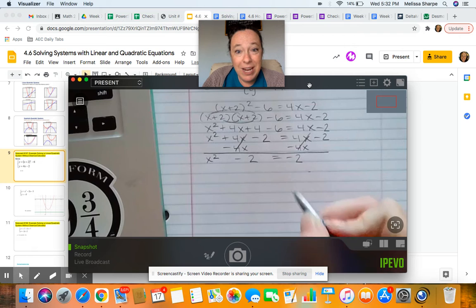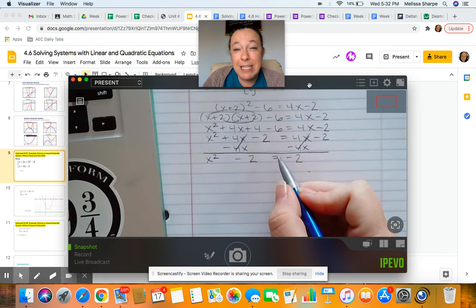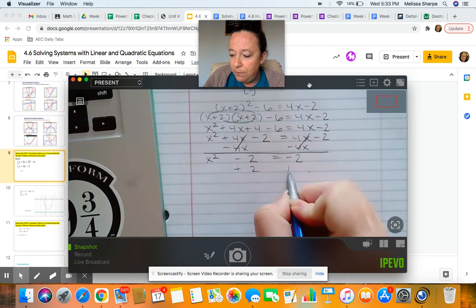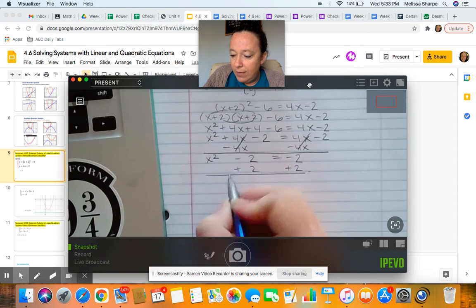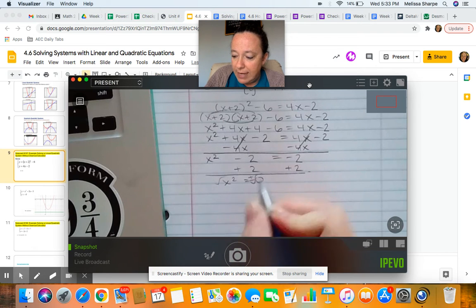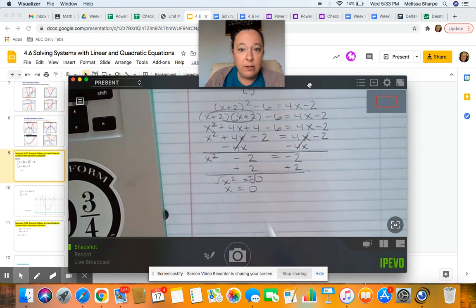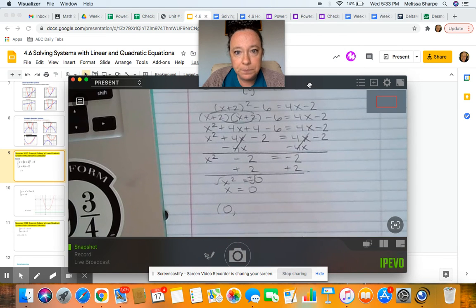And remember, we can solve this by taking square roots because the b term, the linear term, is gone. So add 2, we get x squared equals 0. Take the square root, plus or minus, x equals 0. So we have an x value of 0 for the intersection point. So I can go ahead and start the answer. I know it's 0 comma something.